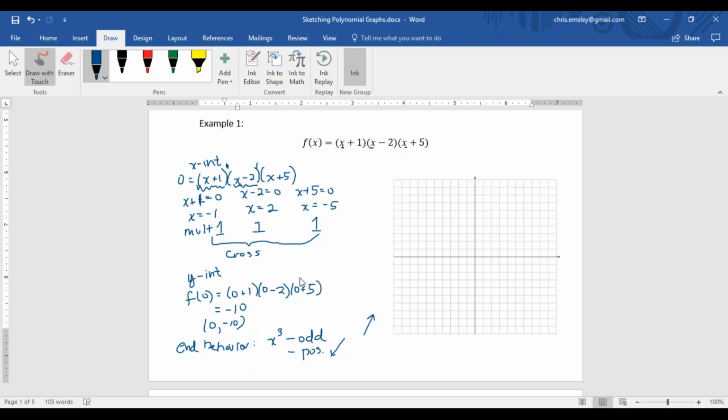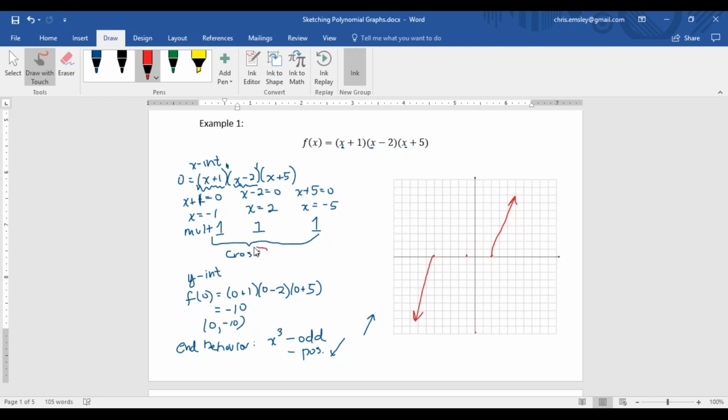Okay, so we can put all this information together and draw our picture. First up, let's put those x-intercepts on the graph. We have -1 and +2 and -5. Okay, let's put that y-intercept on the graph, 0, -10. And then we'll sketch in our end behavior. So on the right, it's got to be pointed up, and this is our rightmost x-intercept. So from here, it's got to go up that way. On the left, it's got to be pointed down. So this is our leftmost x-intercept. So from there, it's got to go down.